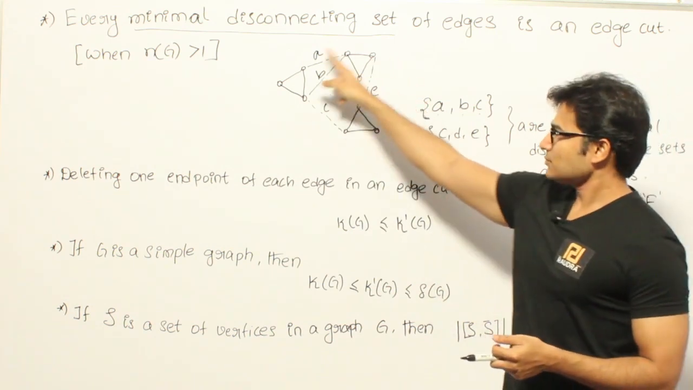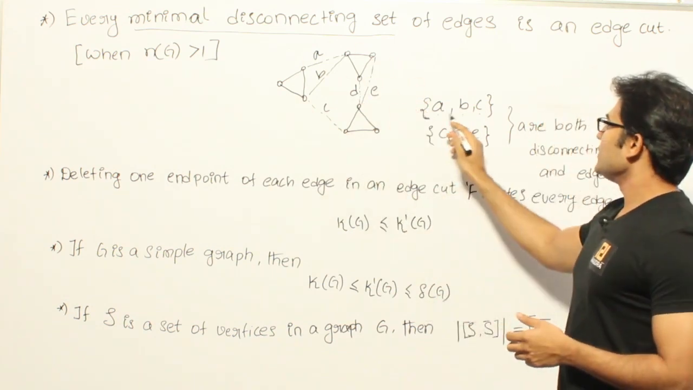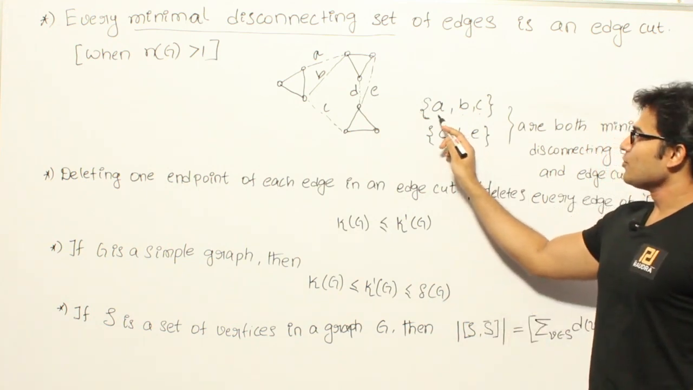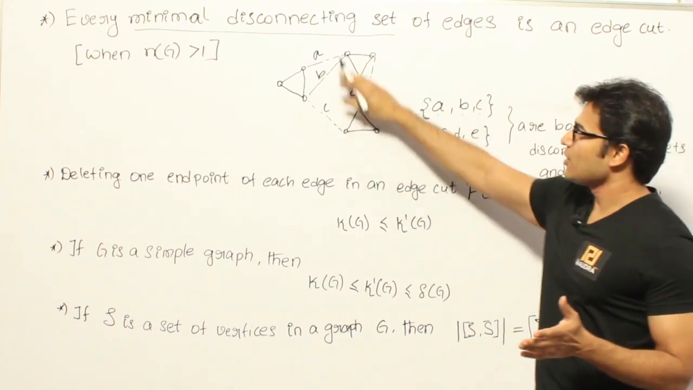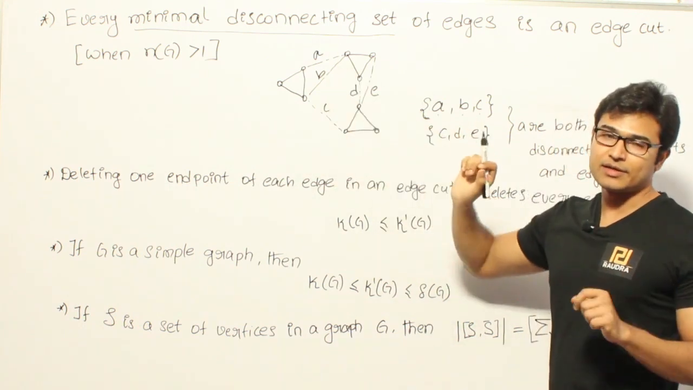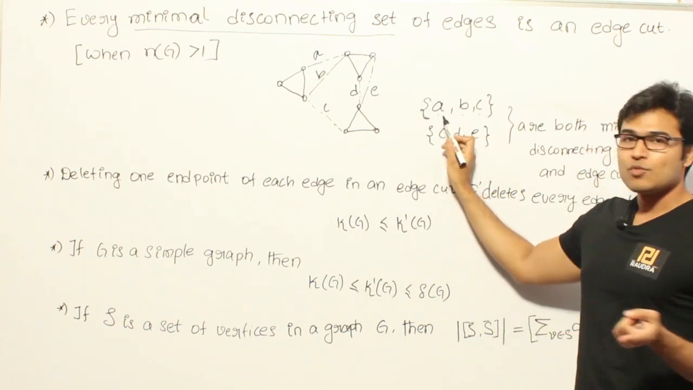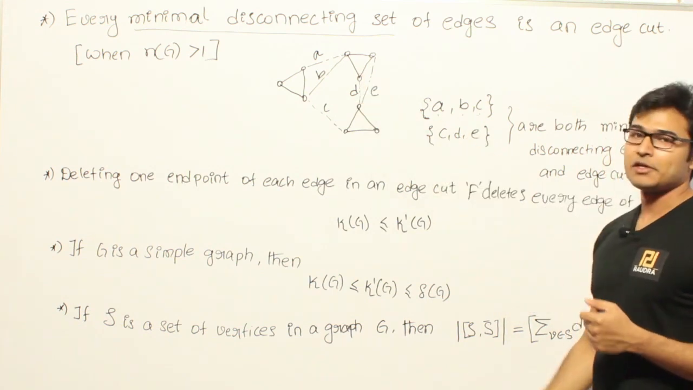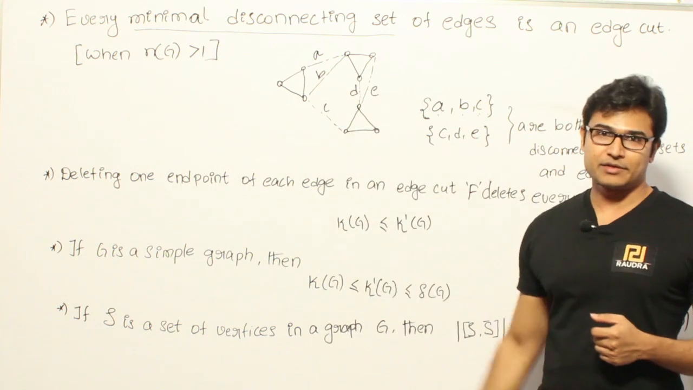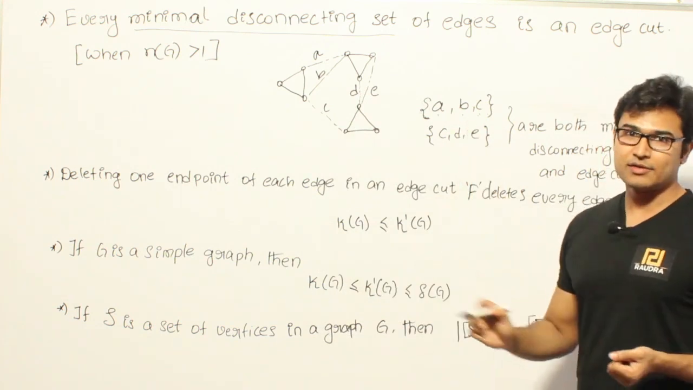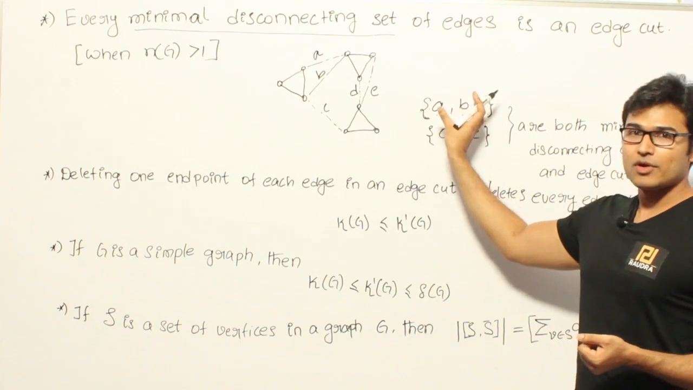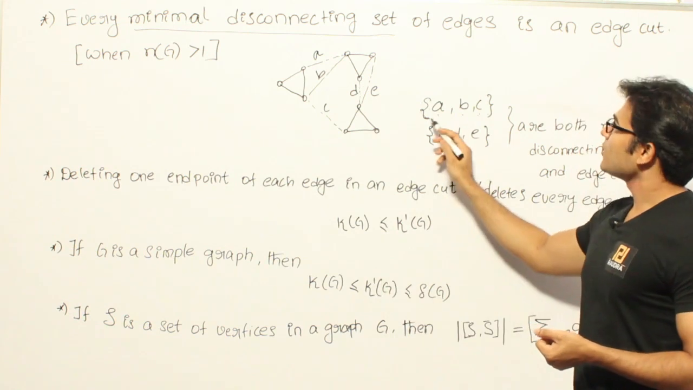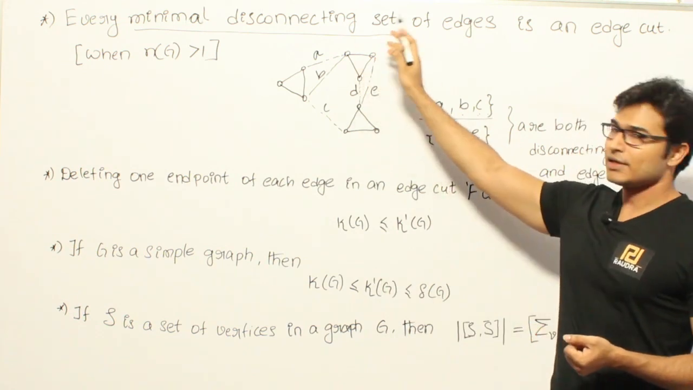In this graph, if you see it, A, B, C is a minimal disconnecting set. Why? If you remove ABC completely, all these 3 edges, the graph is going to get disconnected. As well, you cannot remove only any 2 of these and then disconnect the graph. Try it. If you remove only B and C, it will not get disconnected. If you remove only A and B, it will not get disconnected, right? So you have to remove all these 3 in order to disconnect the graph, and therefore this is a minimal disconnecting set.